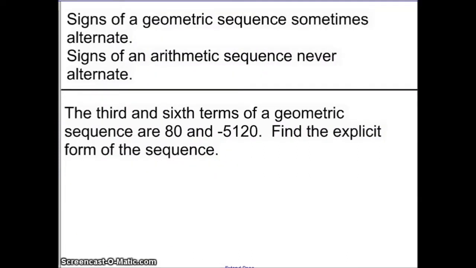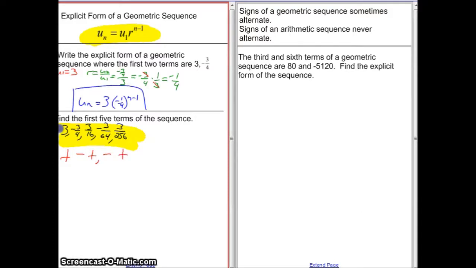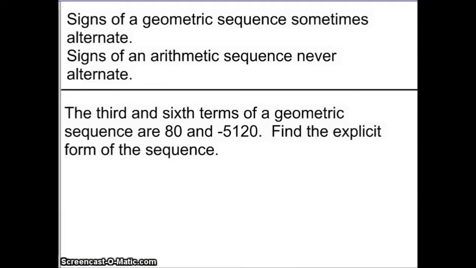Okay, signs of a geometric sequence sometimes alternate. And in the last sequence that we just did, okay, they were positive, negative, positive, negative, positive. And that's what we're talking about. Signs of a geometric sequence sometimes alternate.